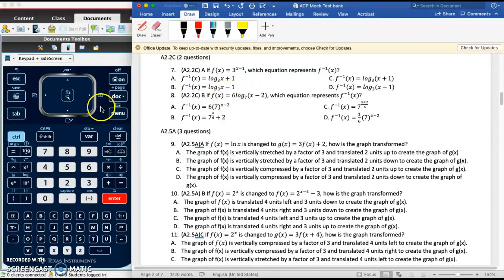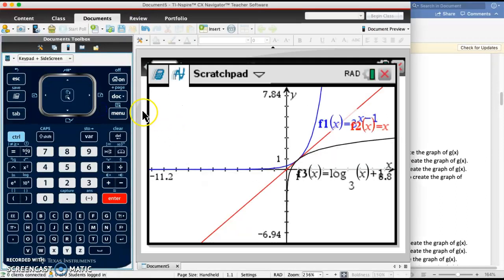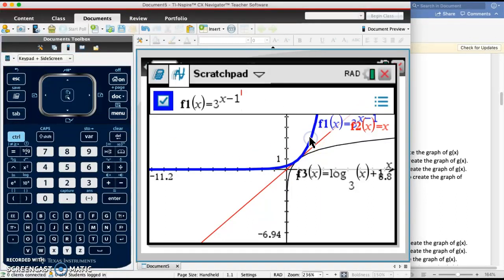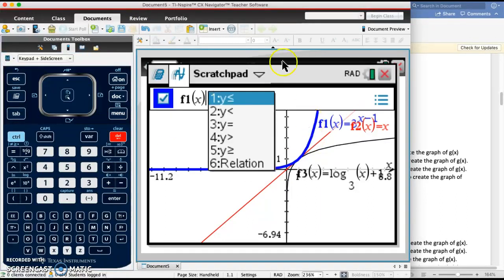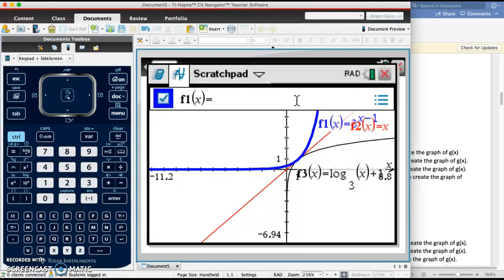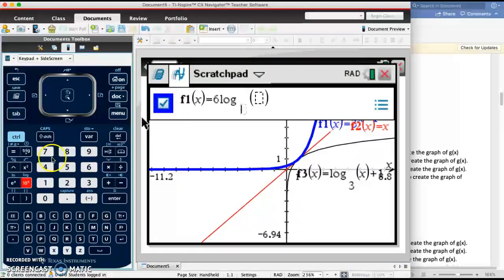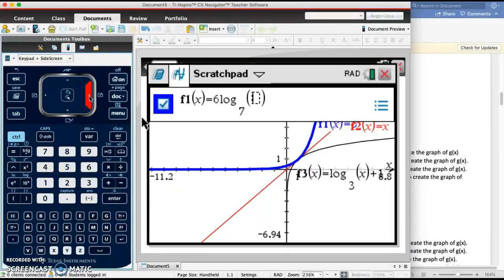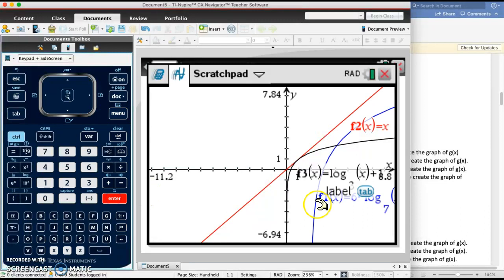Okay, here we go. We're going to graph 6 log to the base 7 of x minus 2. Now, this is very similar to the one in the last test as well. So I'm going to go and graph this one. Delete that. All right. So it goes 6 control log to the base 7 of x minus 2. Okay, enter. Okay, so there's that one.